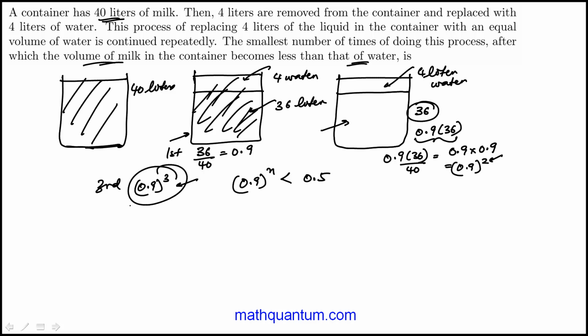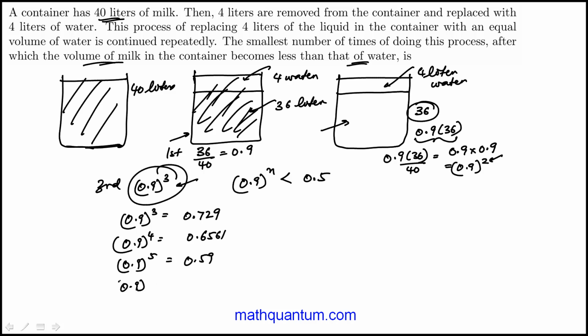And you can use the calculator to repeatedly compute this. You'll see 0.9 cubed. Some of you might already know, because 9 cubed is 729. That's 0.9 cubed. So just repeatedly multiply this using the calculator. This would be 0.6561. 0.9 to the 5 is 0.59. 0.9 to the 6 is 0.531. So we're getting there. And 0.9 to the 7, you'll see, is 0.478. So we need to do this 7 times for that fraction of milk to become less than that of water. So the answer is 7.